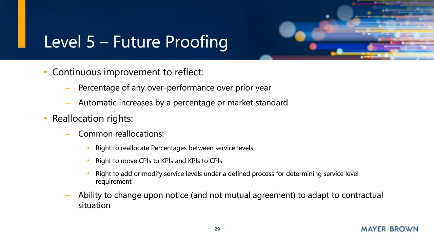The first step to future-proofing is to require continuous improvement of the service levels to reflect both a percentage of any overperformance over the prior year, along with automatic increases by a percentage or a market standard.